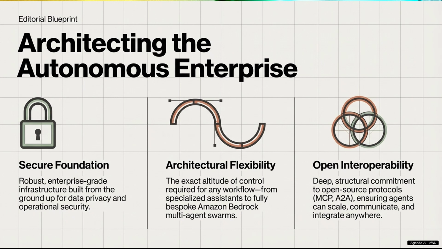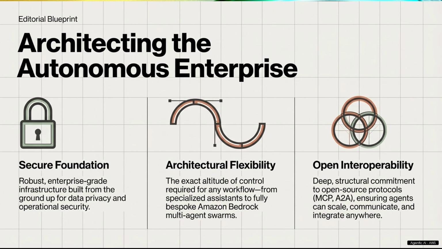Which brings us to the final blueprint. Slide 10, architecting the autonomous enterprise. This summarizes the strategic intent for adoption. The requirements are clear. Enterprises need a secure foundation, architectural flexibility across all control altitudes, and a strict structural commitment to open interoperability. It's the only way the ecosystem scales.